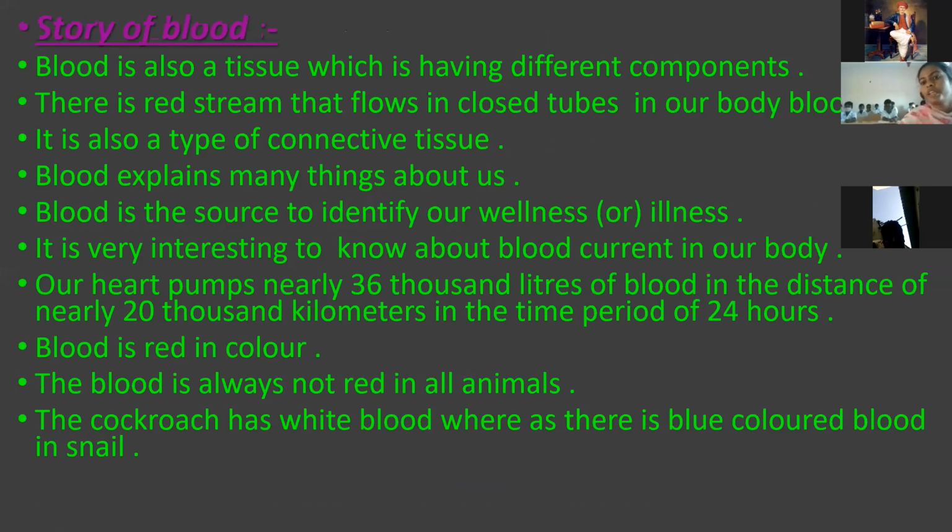Next, story of blood. Blood is also one type of connective tissue. How many types of connective tissue are present in animals? Four types. Number one is adipose tissue. Next, blood, tendon. Next, ligament. These are all the connective tissue present in animals.